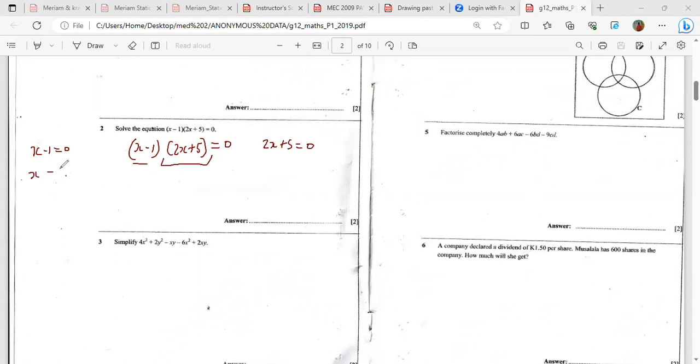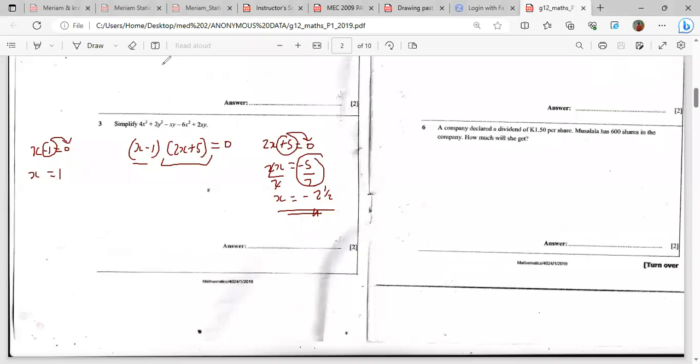So x will be equal to 1 when you take this one to the other side of the equal sign. Then here, you take this one to the other side, so it's going to be 2x equals negative 5. Divide through by 2, divide through by 2. Then you remain with x equal to negative 5 over 2. You can either leave it like that or you can simplify, but if you don't know how to simplify here, it's better you just leave it like that. There's no problem. All right, so let's look at the next question.